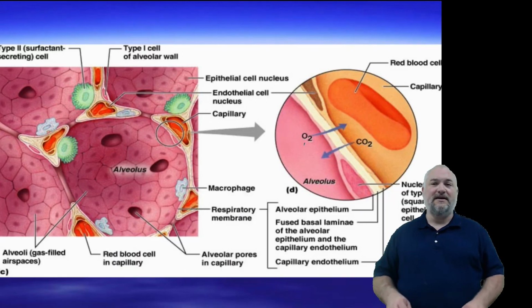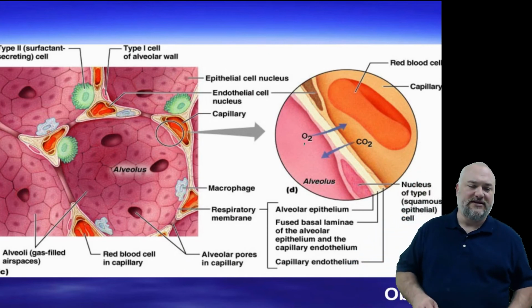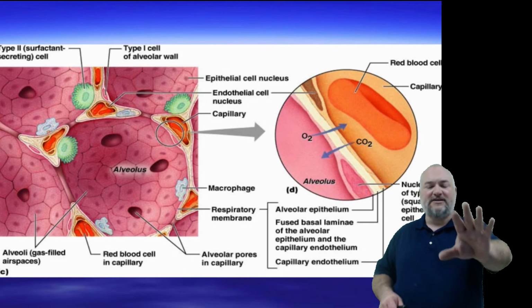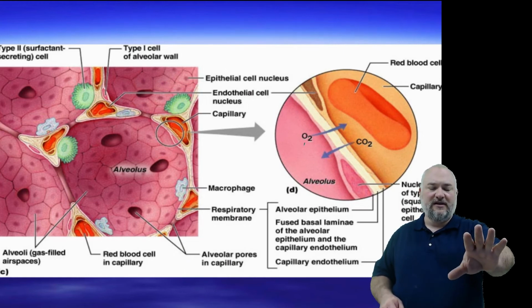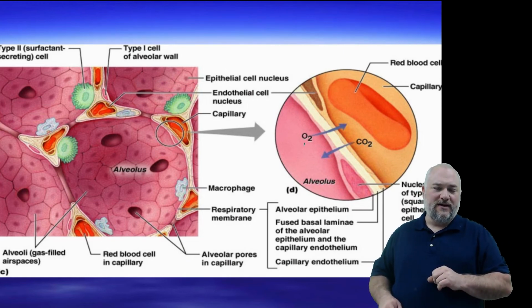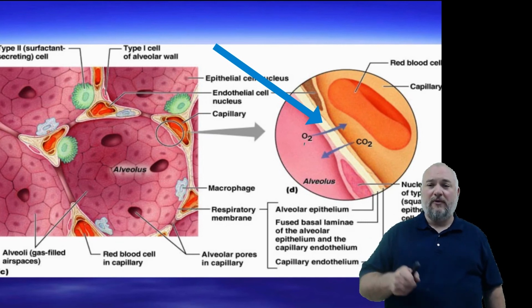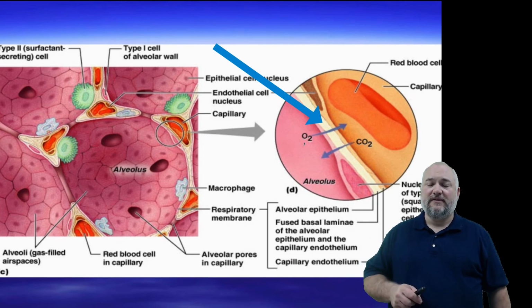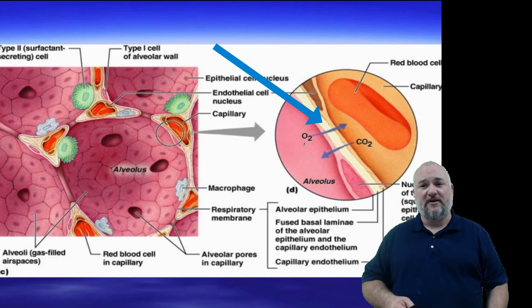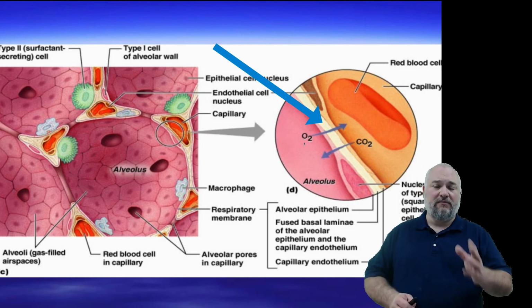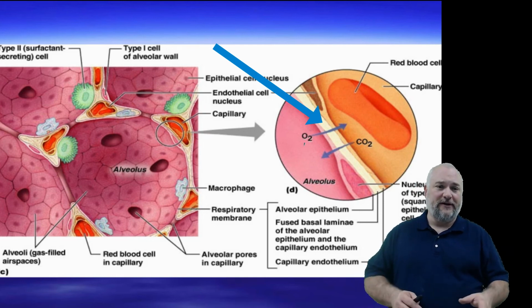All right, so here we can see the structure of an alveolus. They're made up of simple squamous cells, one layer of flat cells, very thin, with very little cytoplasm, so the oxygen doesn't have very far to go. On the picture on the right, the capillaries are also just one simple squamous cell thick. So the oxygen and carbon dioxide only have to pass through two very thin cells to get from the blood into the air or from the air into the blood.